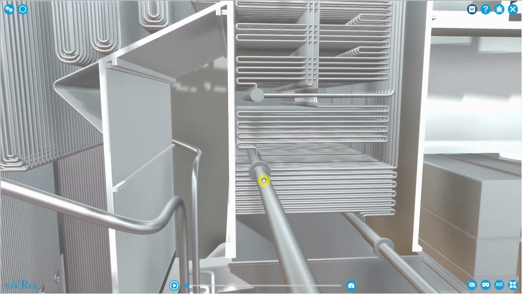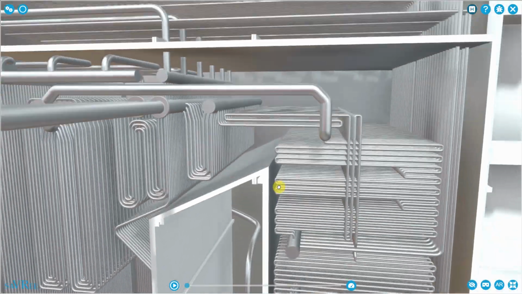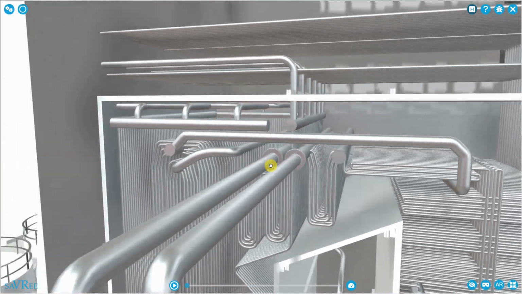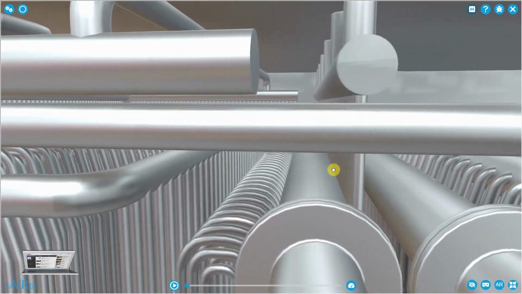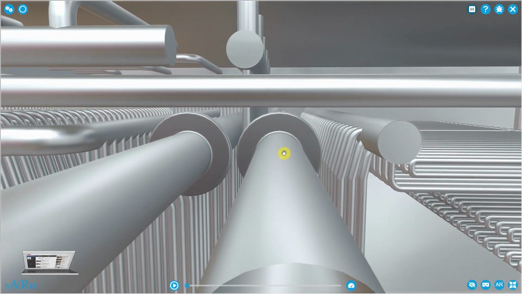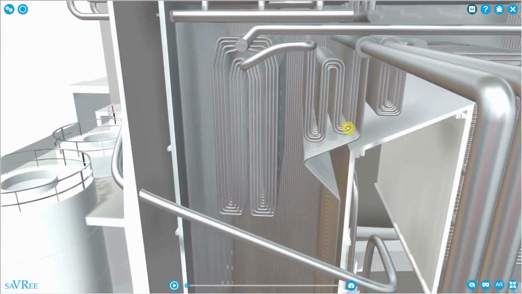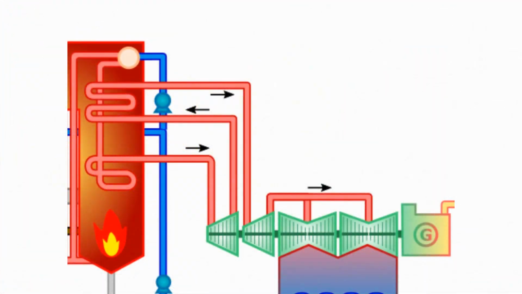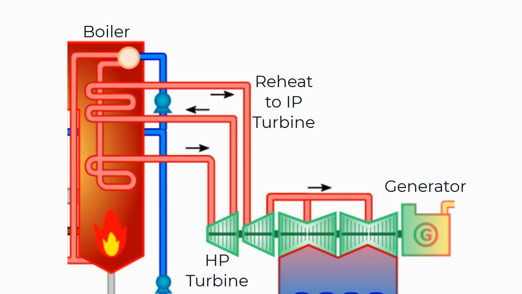It's going to be reheated. We'll pass it through a reheat superheater as well. And then we will draw the steam out through this connection where my mouse is, and we'll send the steam to our intermediate pressure turbine. So we've gone from the boiler to the HP turbine, from the HP turbine back through the reheat system, and then from the reheat system in the boiler to the IP or intermediate pressure turbine.